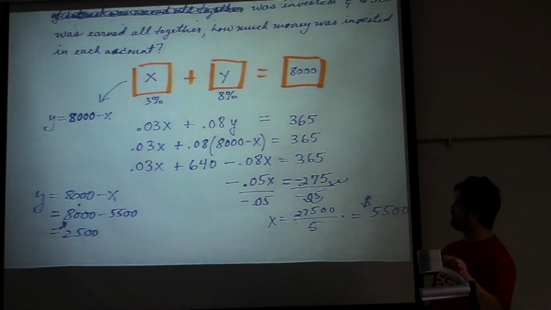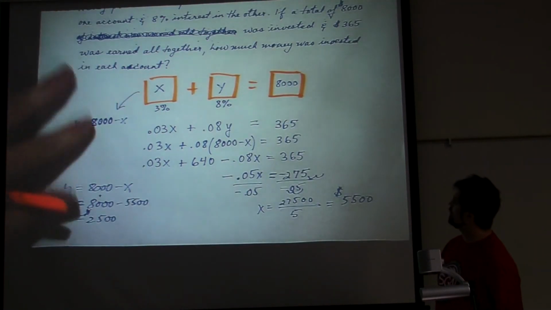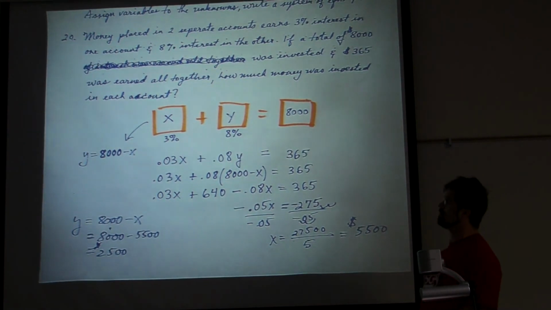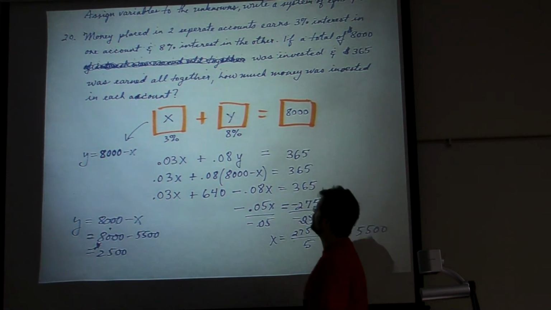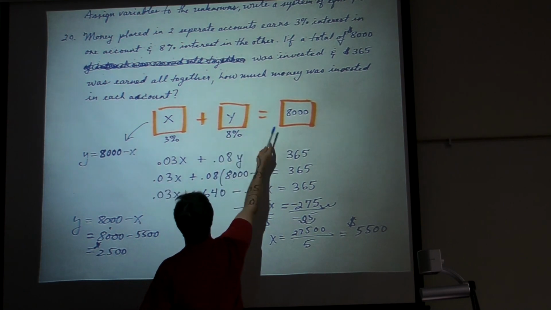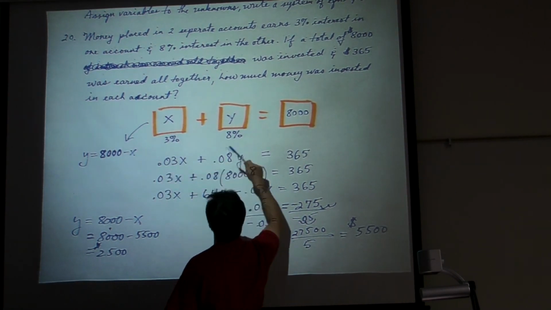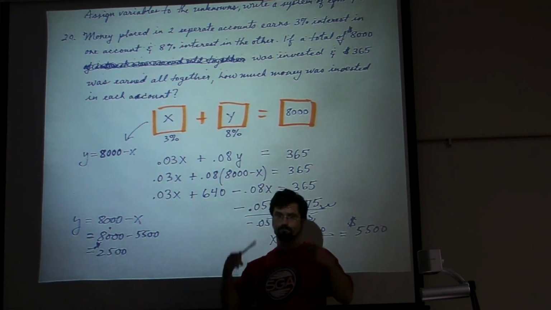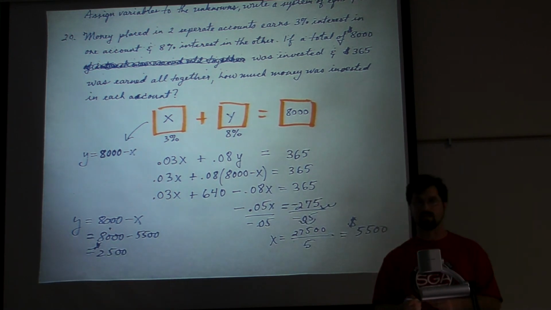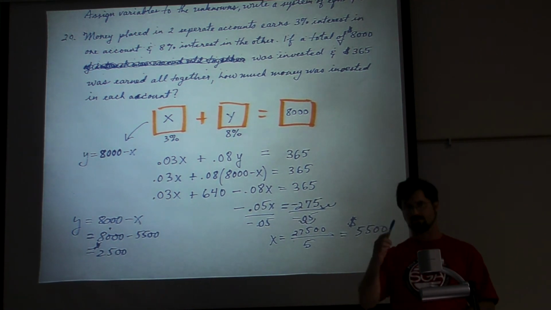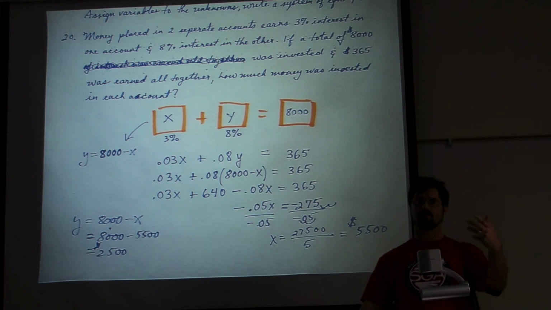So that's your answer to number 20, and that's how you would do it by substitution. If you wanted to do elimination, you would multiply this equation by either negative 0.03 or negative 0.08. And you'd add down, and that would eliminate the x or the y. So that's number 20.